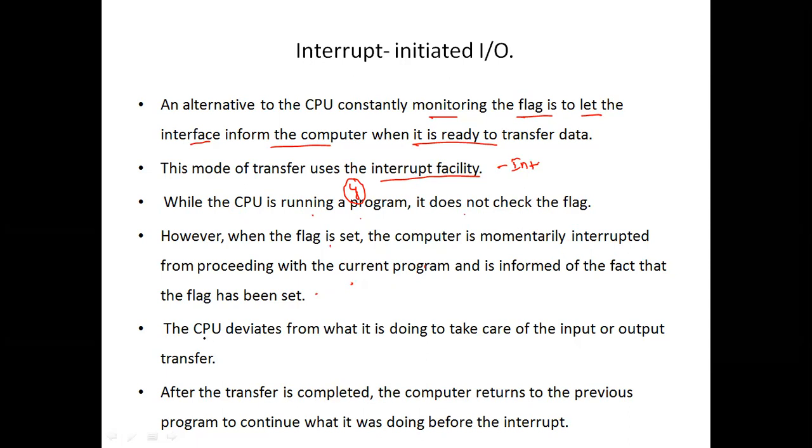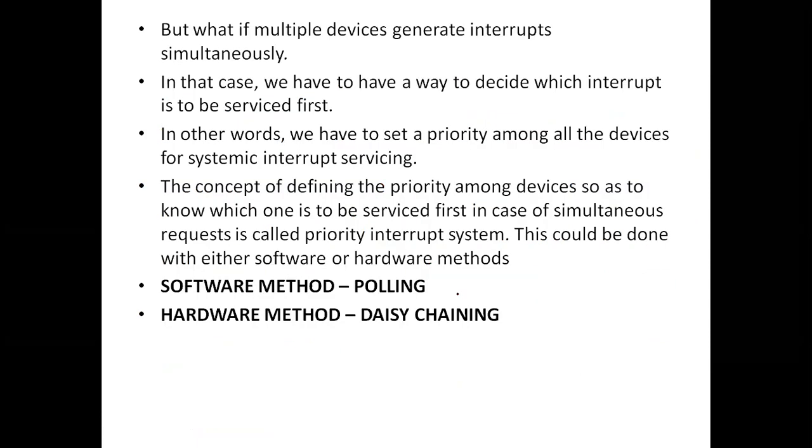Then the CPU deviates from what it is doing. That means the CPU deviates from the Y task to take care of the IO transfer. Then it performs the IO transfer. Once that transfer is completed, the computer returns to the previous program, the Y program, which it was executing before the interrupt. So this is how interrupt driven IO has solved the drawback of programmed IO.